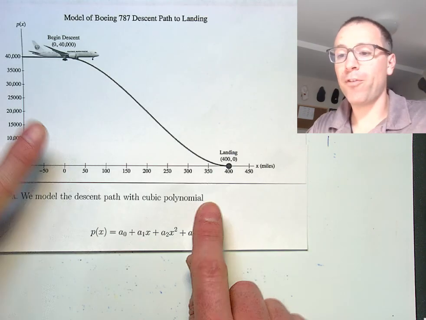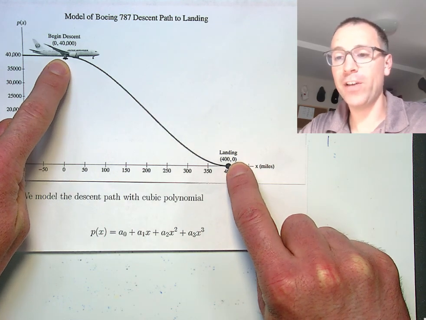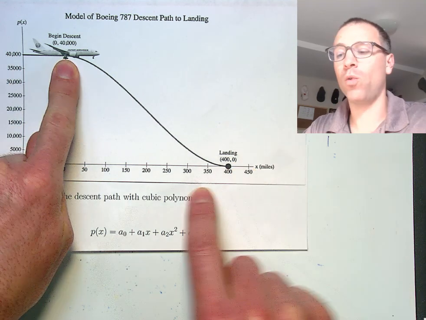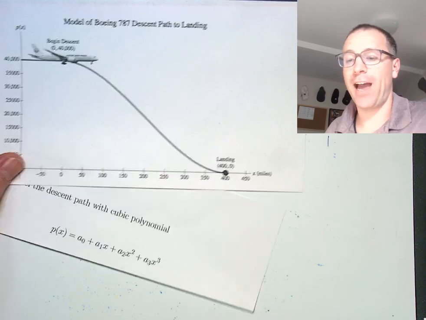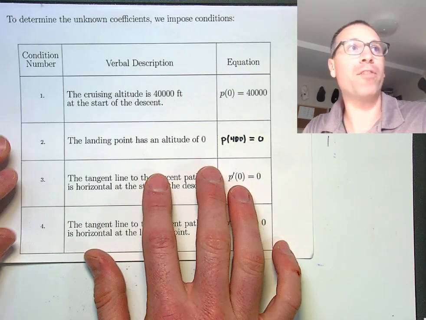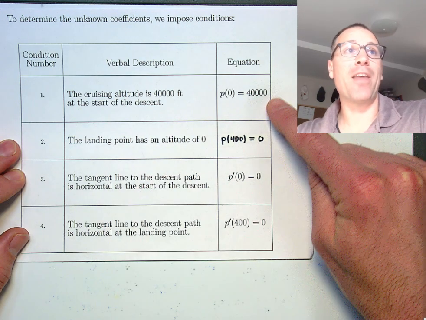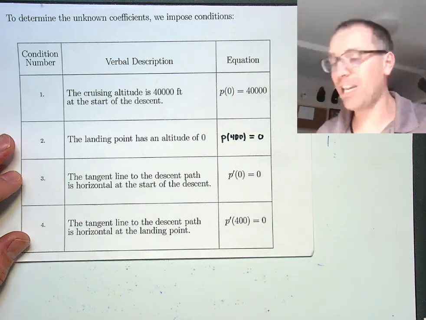We then used some information: the fact that we started at 40,000 feet, the fact that we landed at 0 feet, the fact that when we started our landing process, we wanted to be moving horizontal. When we land, we want to be moving horizontal. We imposed some conditions on that. Those conditions came in 4 flavors. Each condition had a verbal description and then also an equation, and we ended up turning all of these conditions into a general linear systems problem.